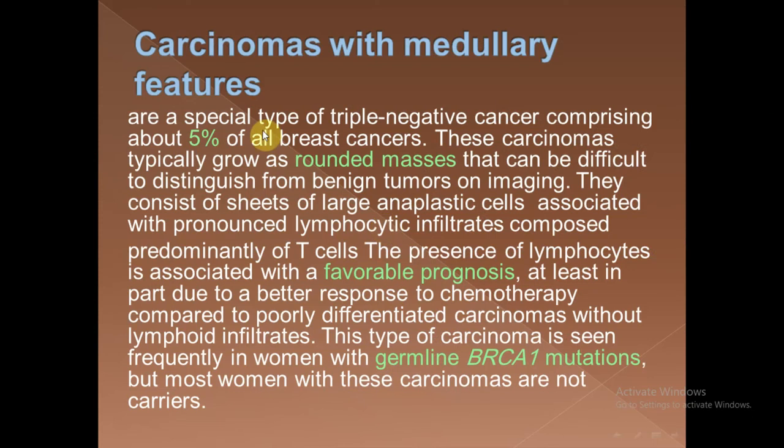Carcinoma with medullary features accounts for about 5%, as we mentioned, and it tends to form a round mass, and sometimes this is a movable mass, so it can give a hint that this tumor is benign because it is round, because it is well circumscribed, and because of its mobility during the clinical examination. Generally, this tumor carries a favorable prognosis, and germline BRCA1 mutation is frequently seen in this type of breast cancer.